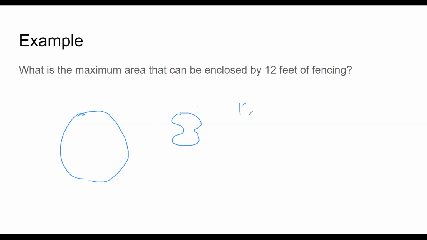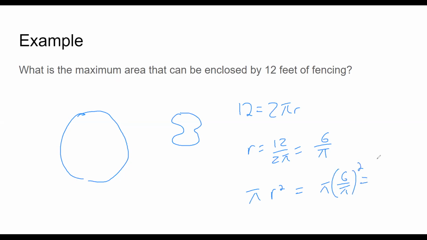So if you have 12 feet of fencing, that fencing would be the circumference. So we just say 12 equals 2 pi r. And then we can solve for r. R is equal to 12 over 2 pi, which is equal to 6 over pi. And now they want the maximum area. So we do the area equation, pi times r squared, which is pi times 6 over pi squared. When you simplify, that gives us 36 over pi.